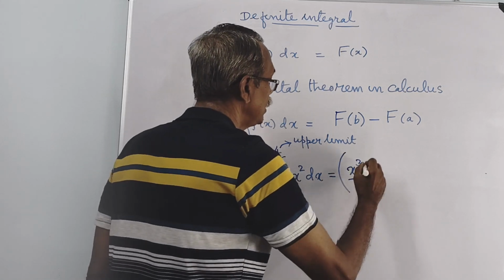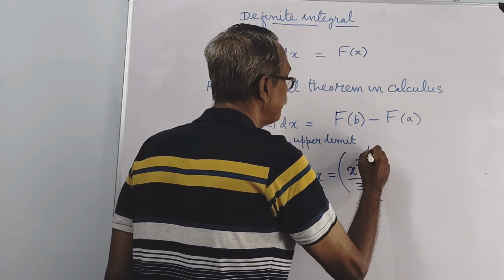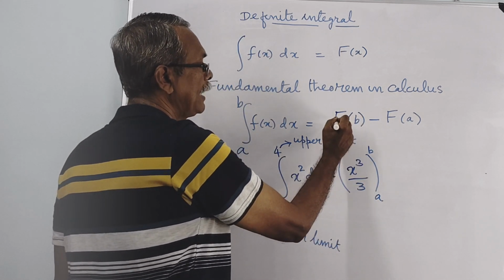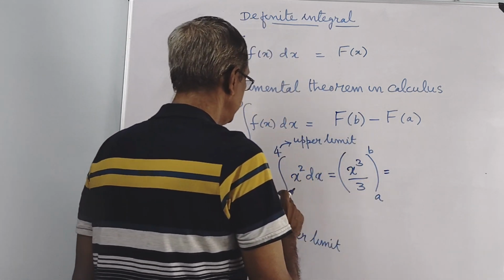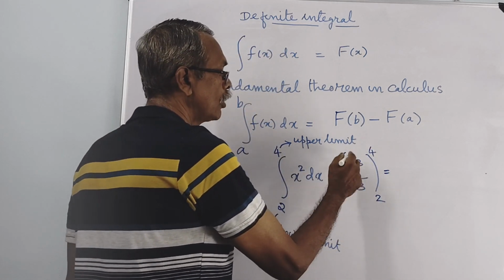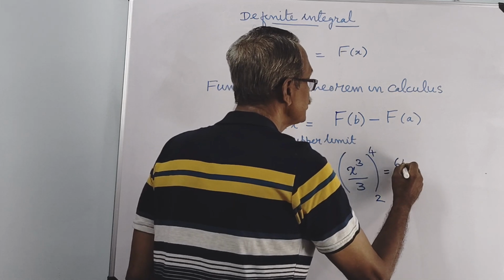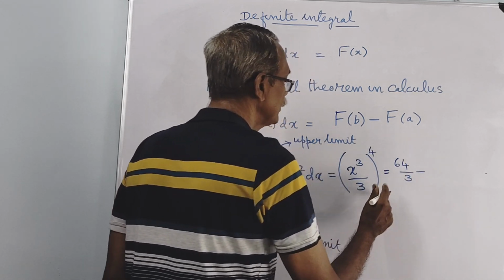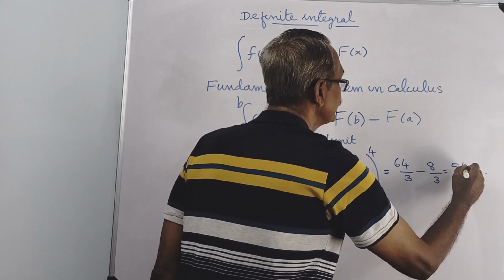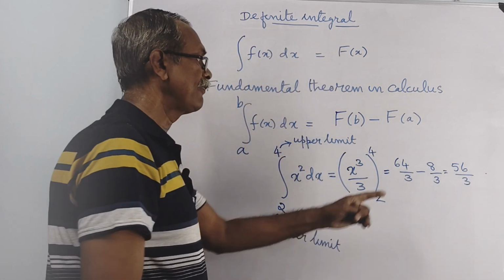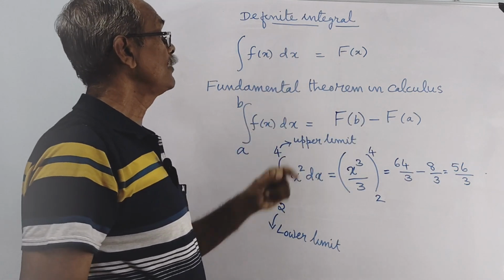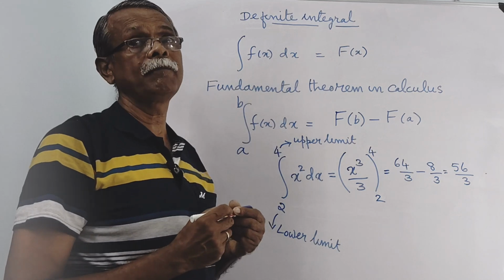And here you put the lower limit here and upper limit here, and you substitute b in the place of x to obtain f(b). So this is 2 to 4, therefore this is 2, this is 4. When you substitute, 4 cubed is 64, this is 64 divided by 3, minus 2 cubed is 8 divided by 3, that is equal to 56 divided by 3. That is a definite number. It is not indefinite. That is why it is called a definite integral.